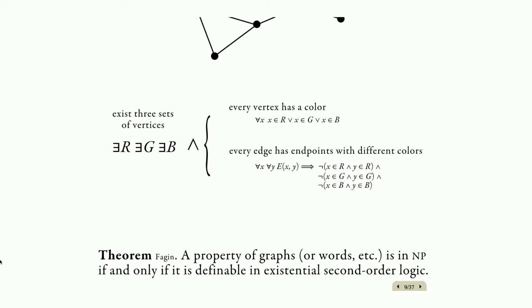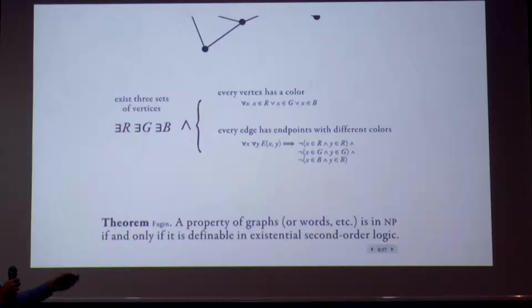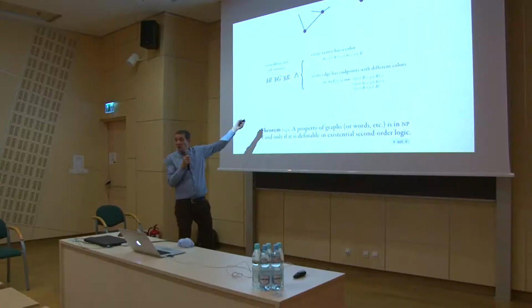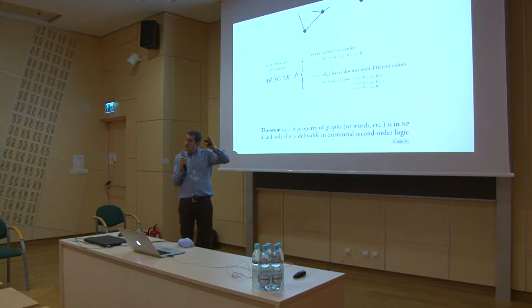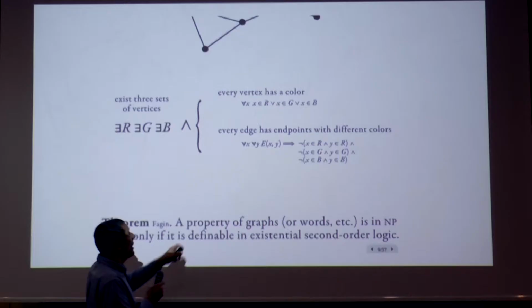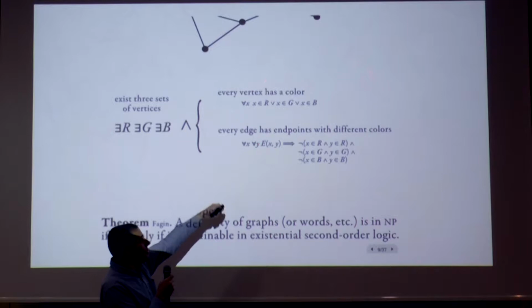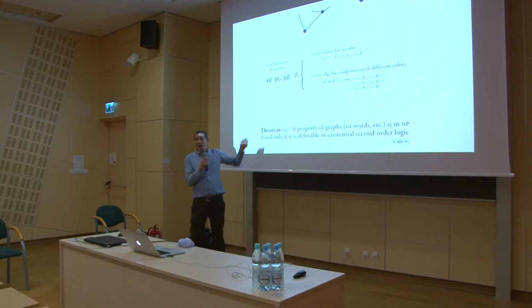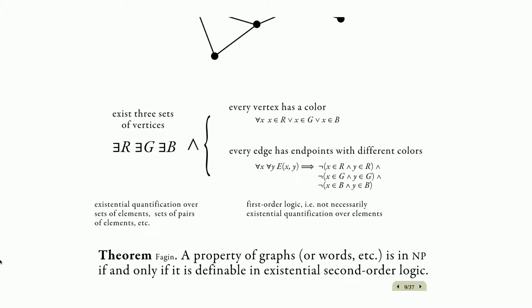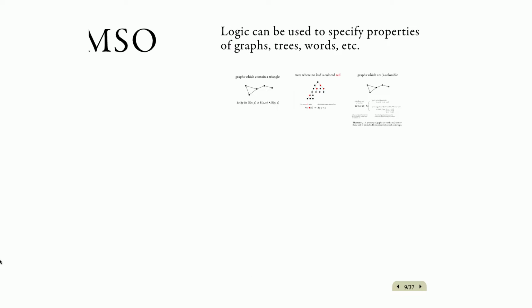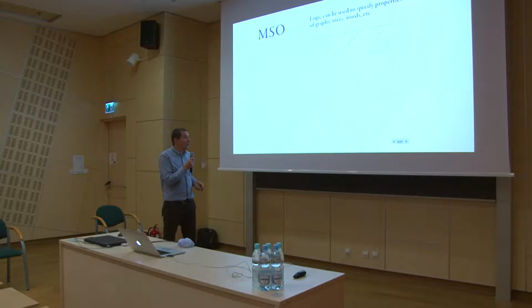Thank you. And for example, a celebrated theorem, which will not be part of my lecture, is Fagin's theorem, which says that a property of graphs, and this would also work for words and so on, is in NP if and only if it's definable in something called existential second order logic. So you're allowed to quantify here existentially over sets, even sets of pairs or sets of triples and so on. That's okay in existential second order logic. And inside you have a first order core. But this is existential only. So that's a very important theorem, and that's the kind of logic you could use to specify properties of structures such as these.